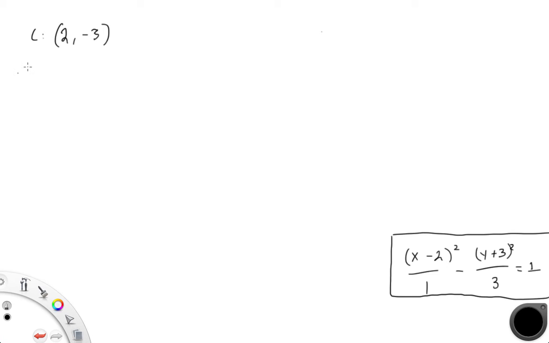Okay, vertices. For this one, I'm just going to sketch the graph and picture what I'm doing. Right, we go over 2 in the x, we go down 3, which means our center is here. In the x direction, we're going to go left and right by 1. In the y direction, we're going to go up and down by the square root of 3, which on my graph is pretty close to 1.5, so I'm just going to go with that for now.